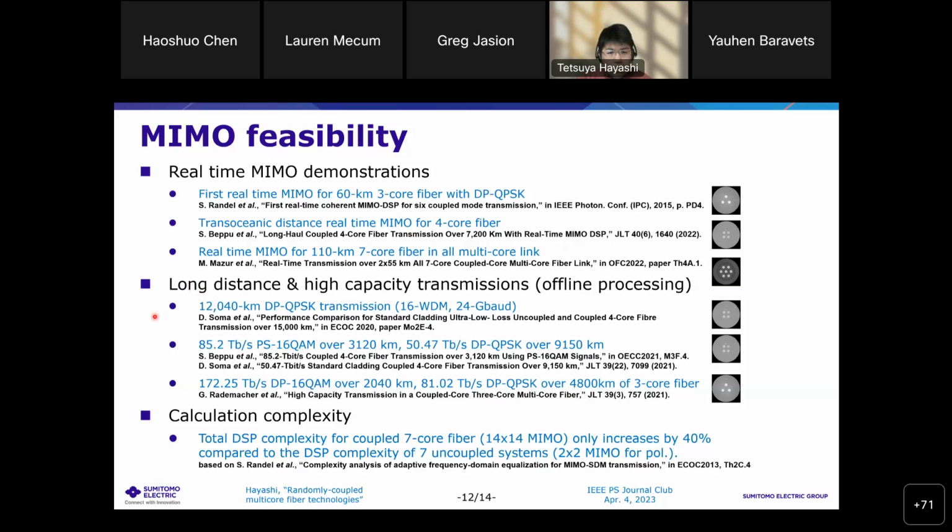Also, for long-distance and high-capacity transmission with offline processing, using a four-core fiber and three-core fiber, very long distance and high capacity transmission was demonstrated with coupled multi-core fibers.